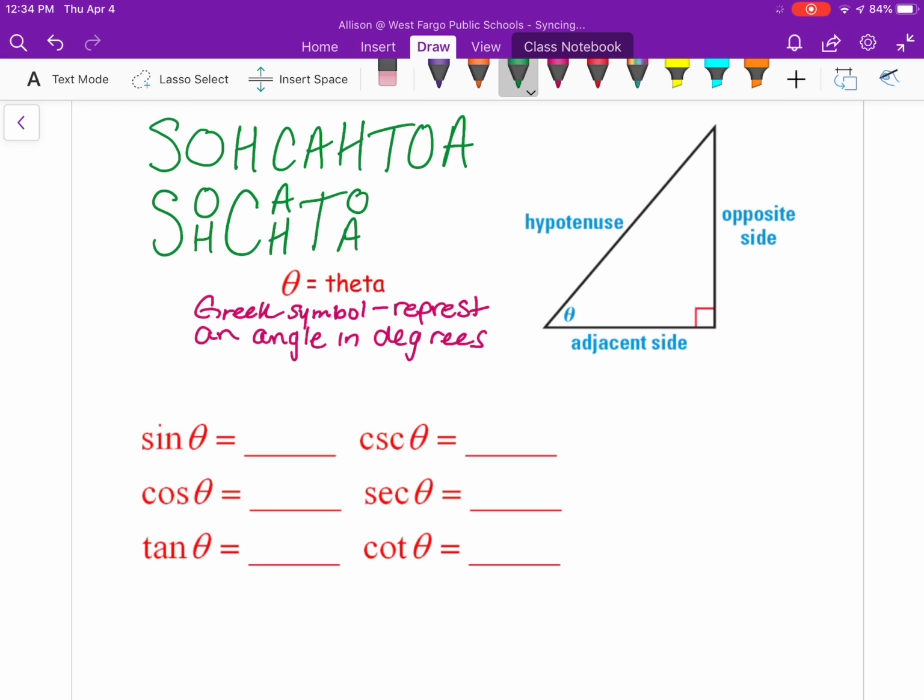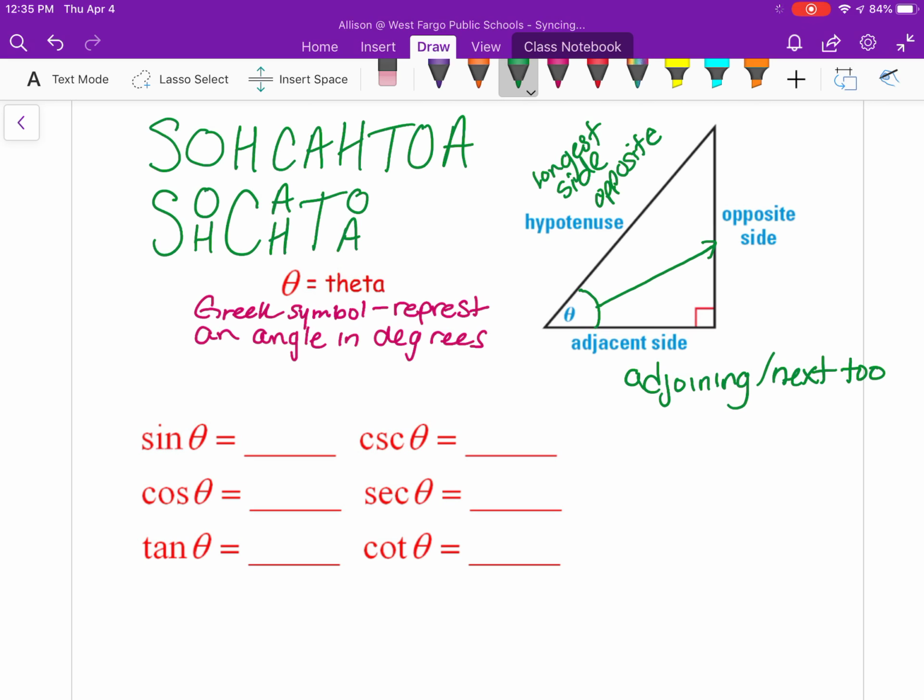So if our theta in the triangle is right here, then the side across from it is the opposite side. The side next to it is adjacent. Adjacent is another word that means adjoining, or next to. So the side that touches it is adjacent. And then the hypotenuse is always the longest side, and it is always opposite the right angle in a right triangle.